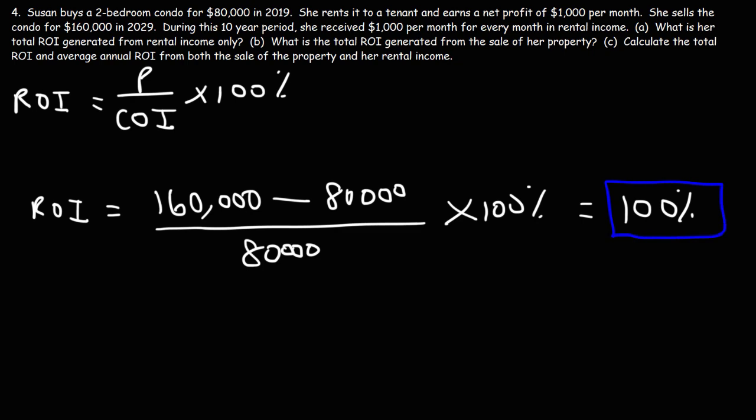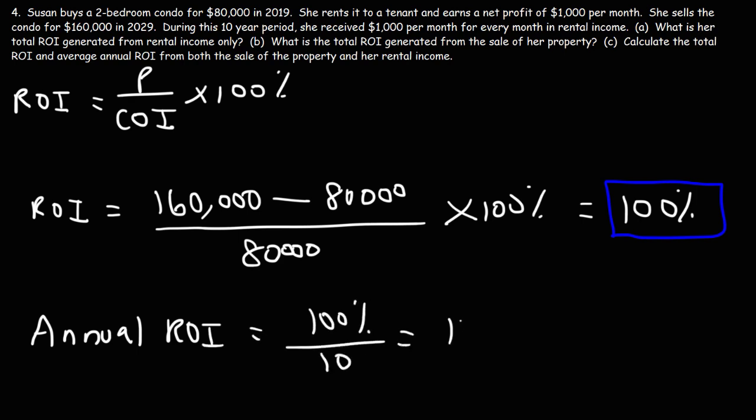If you take 160,000 subtracted by 80,000, you'll get 80,000. If you divide that by 80,000 and multiply it by 100, you're going to get 100. So that's the total ROI generated from the sale of a property. If we wanted to calculate the average annual ROI for that, so this was earned in a 10-year period. So the value of a property was increasing by 10% per year.